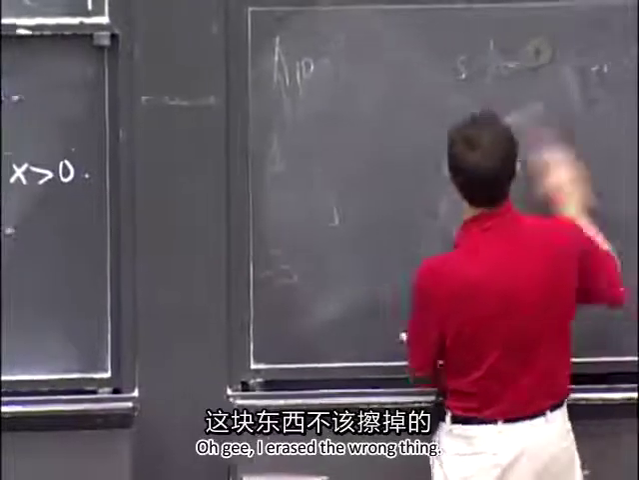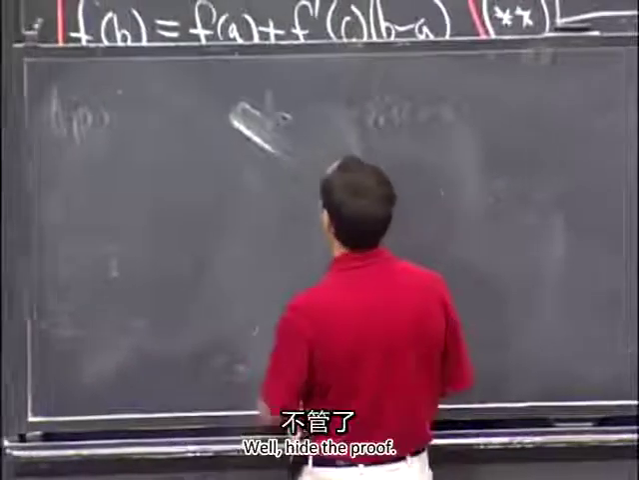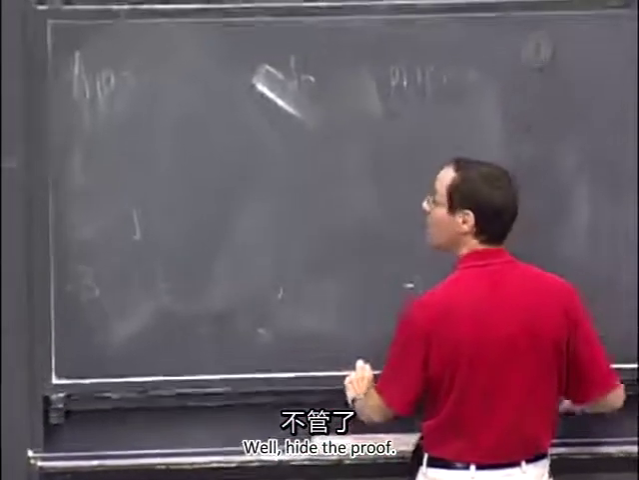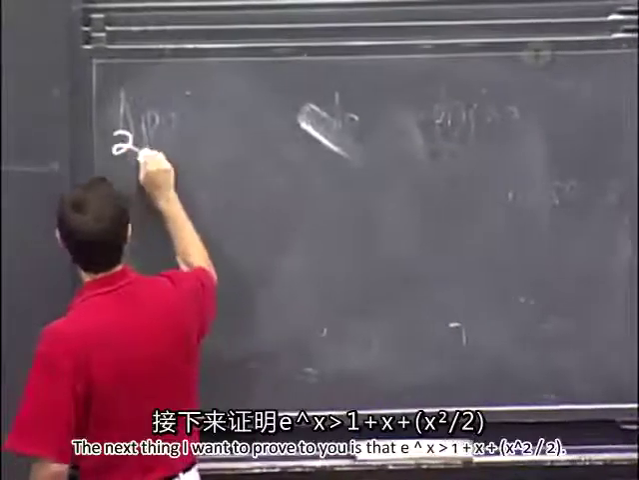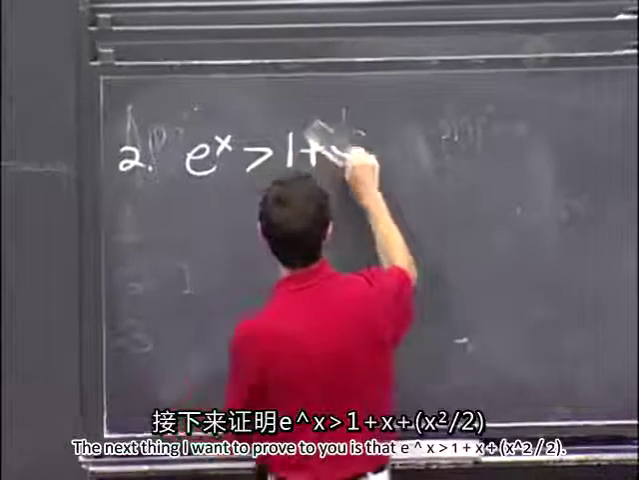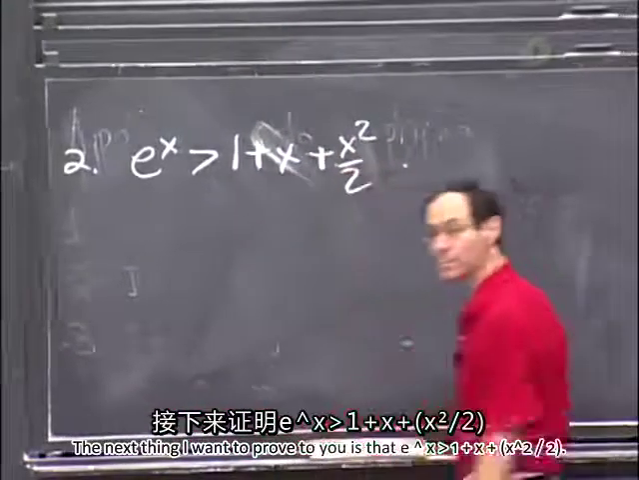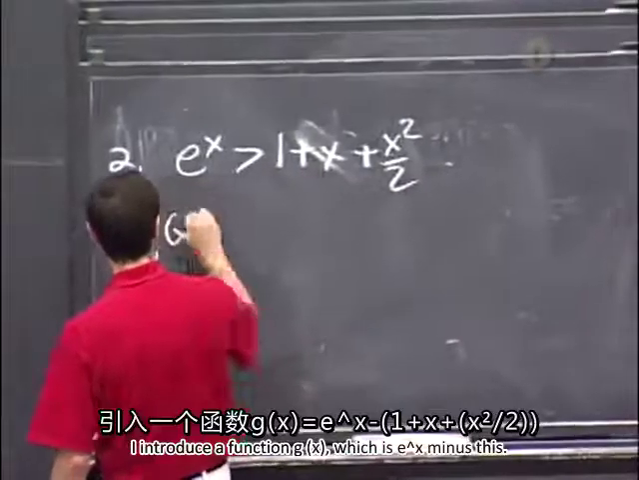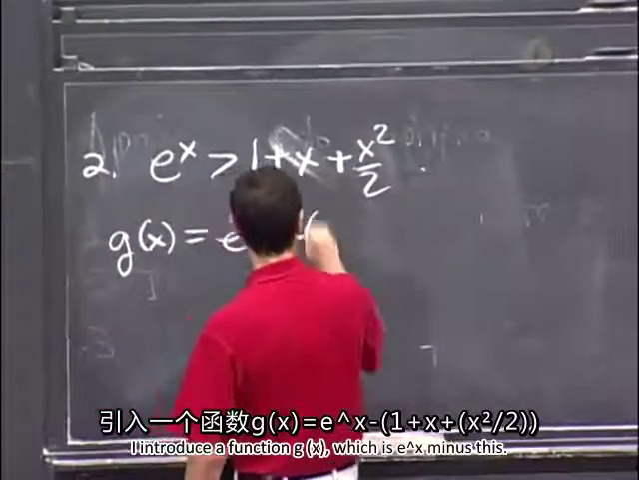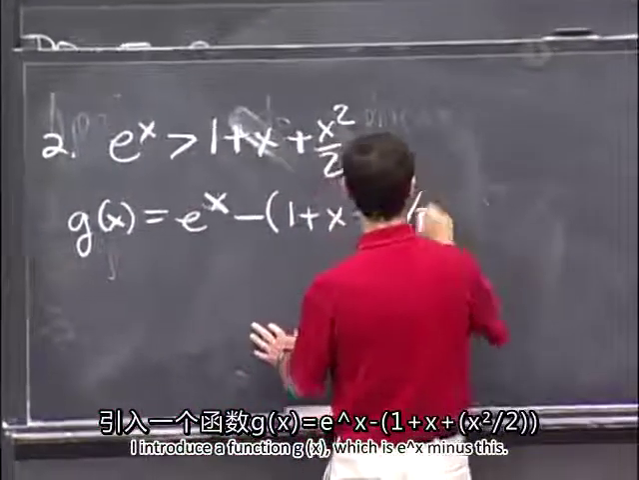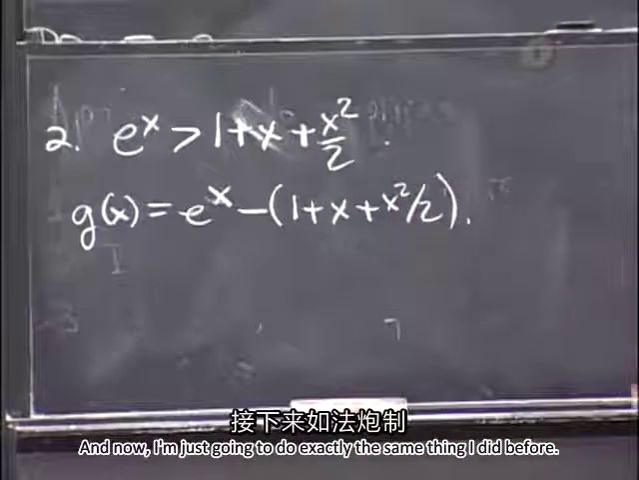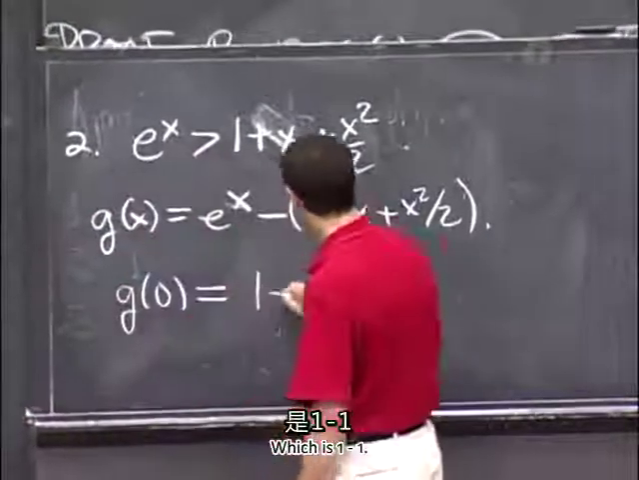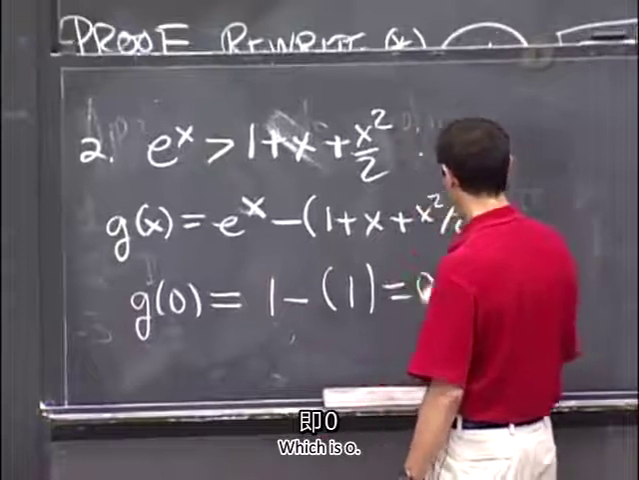Oh, gee, I erased the wrong thing. I erased the statement and not the proof. Well, hide the proof. And the next thing I want to prove to you is that e^x is bigger than 1 plus x squared over 2. So how do I do that? I introduce a function g(x), which is e^x minus this. And now I'm just going to do exactly the same thing I did before, which is I get started with g(0), which is 1 minus 1, which is 0.